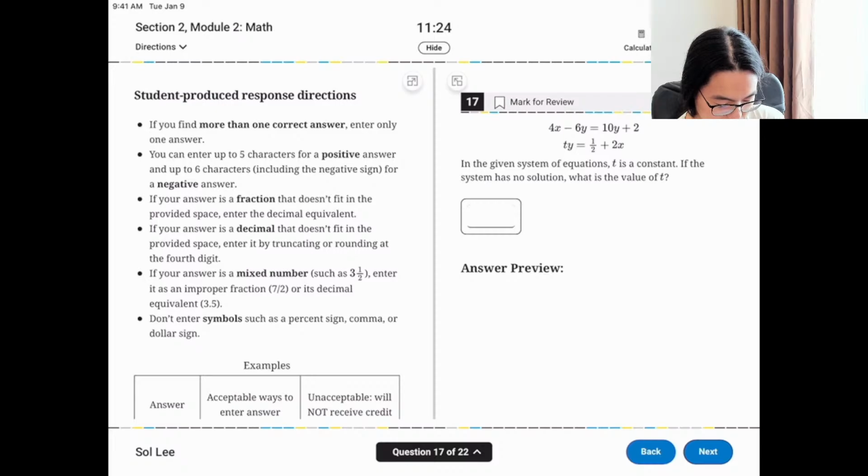System of equations, t is a constant. If the system has no solution, as in they have to be parallel to each other, then what's the value of t? Well, how do we make them equal each other? I guess I could just multiply the bottom by 2.